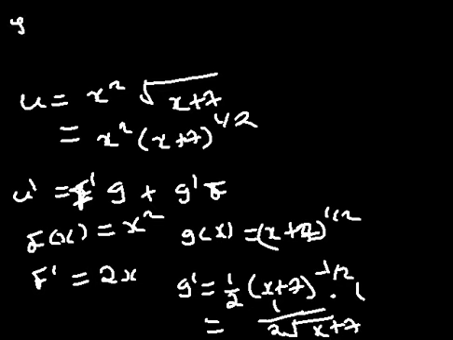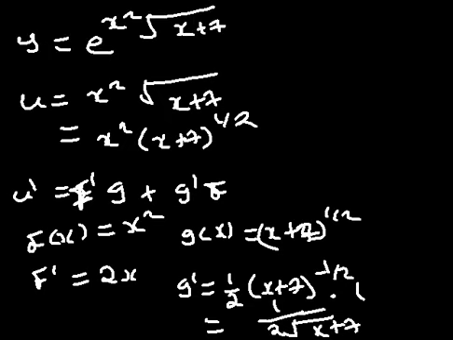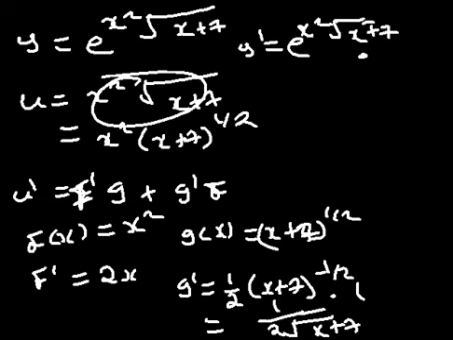So we have y prime is equal to, now we have to substitute. Let's have y prime given as the same function, which is e to the power x squared times the square root of x plus 7, times the derivative of the power, which is the derivative of this one. Of course, we'll have to substitute for u prime first before we do anything.